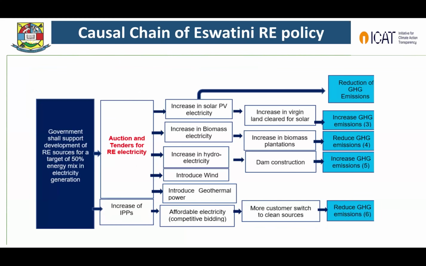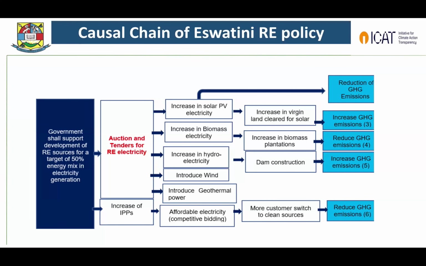So this is the causal chain for the policy. So you have 50% renewable energy that you want to have in the energy mix. For that, the country is planning to have auctions for renewable energy, and that will increase IPPs.